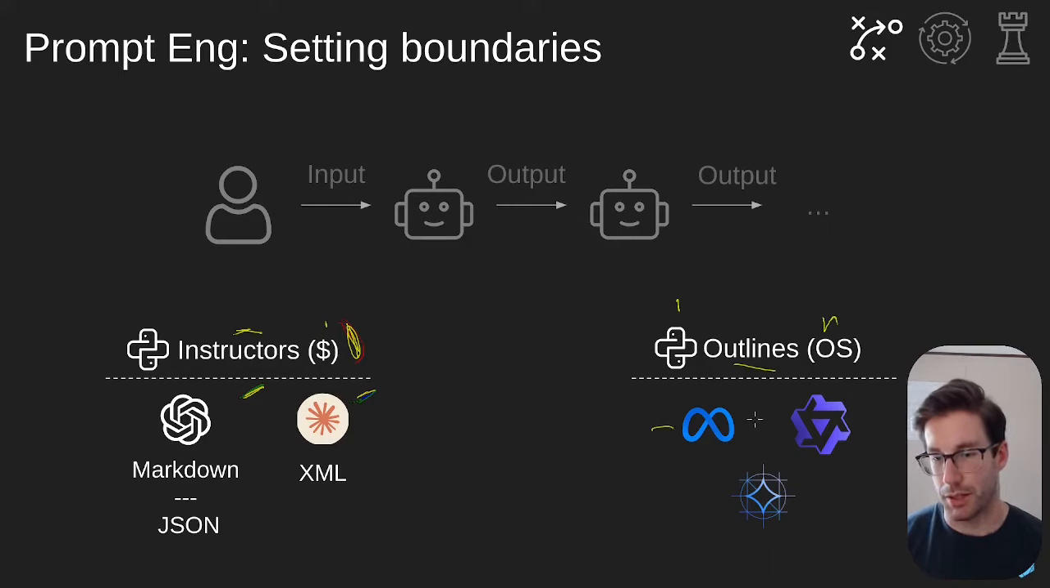So this could be Llama, this could be, I think this is Qwen, and then this is Gemma from Google. And each one of these open source models, you can use this Python library. And these two libraries are useful for a specific reason, which is the output.